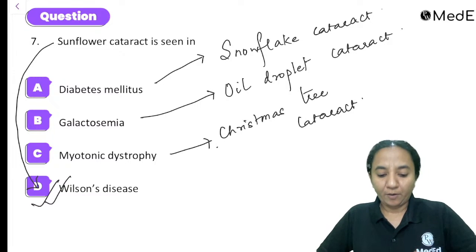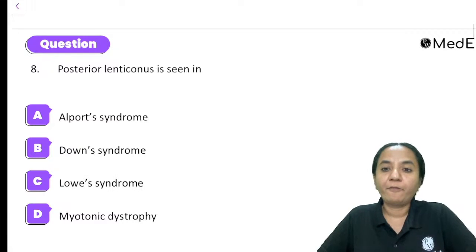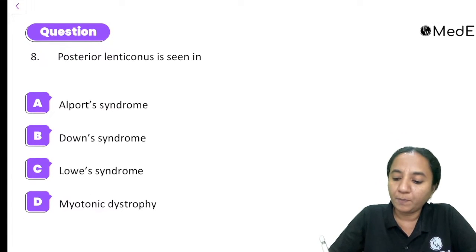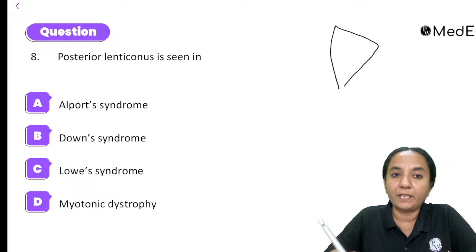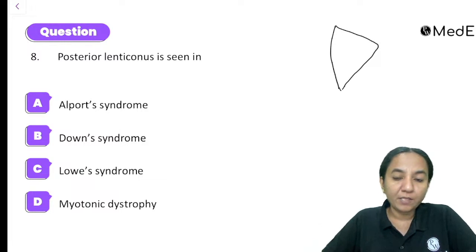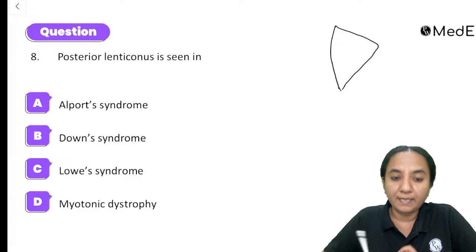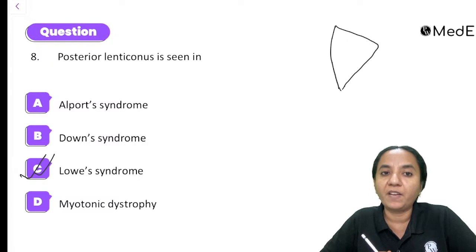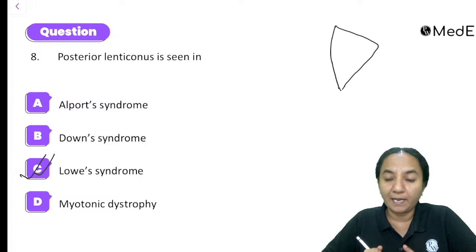Right? Let's go to the next question. Where do we get to see posterior lenticonus? Posterior lenticonus means the posterior surface of the lens is conical like this. So where do we get to see posterior lenticonus? Posterior lenticonus is seen in Lowe's syndrome. Lowe's syndrome is a condition where you get to see cataract with posterior lenticonus.